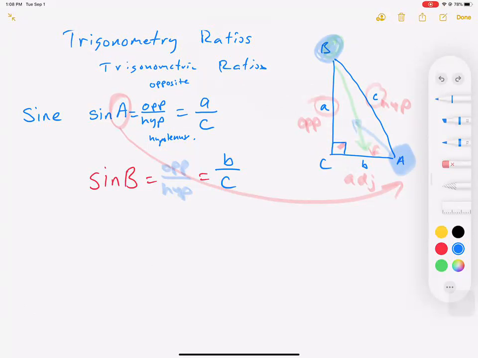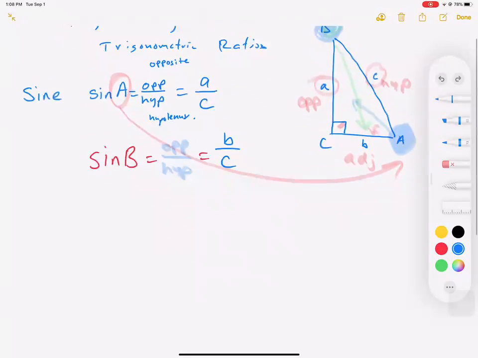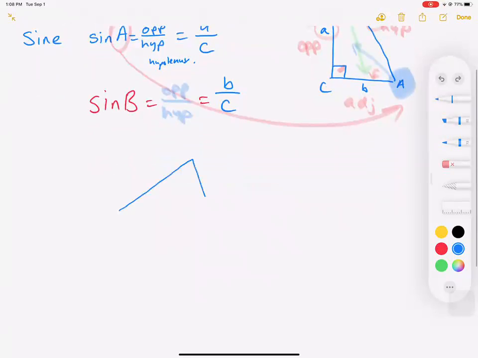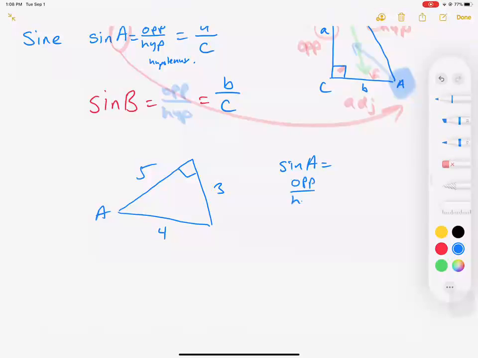Okay, let's talk about sine again. Let's give you guys another triangle. I'm going to spin this around. This is a right angle here. Call this a 3, 4, 5 triangle. I'll call this angle A here. What is the sine of angle A for this triangle? The sine refers to opposite over hypotenuse.